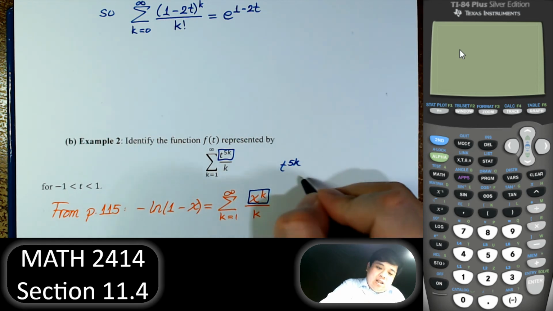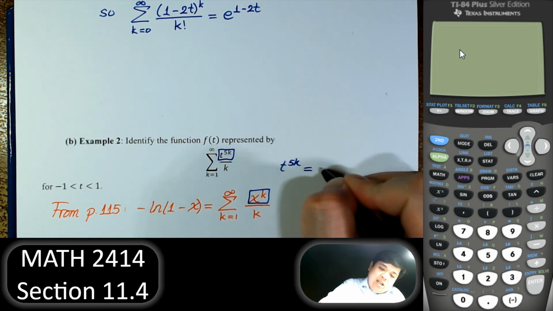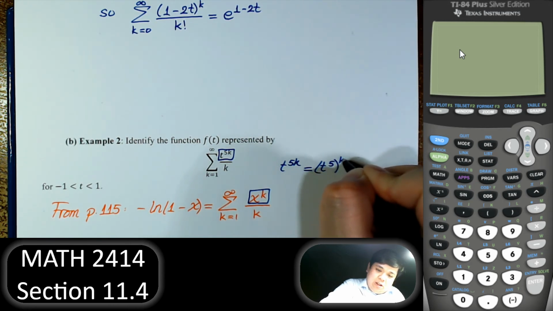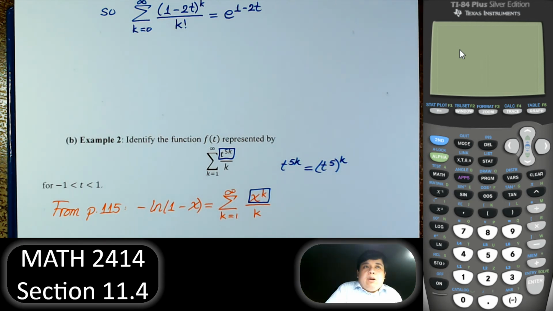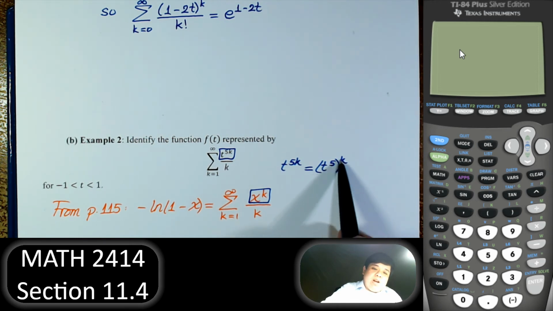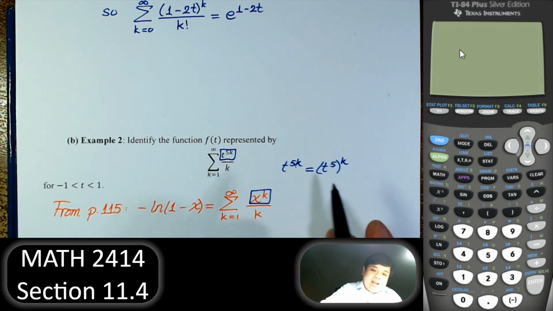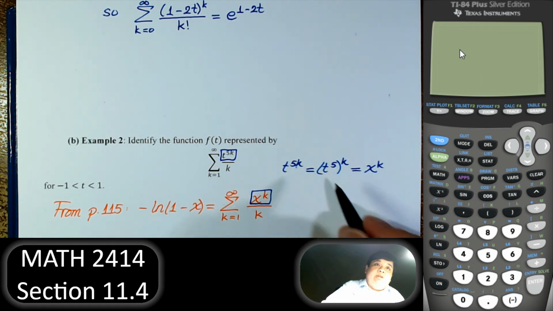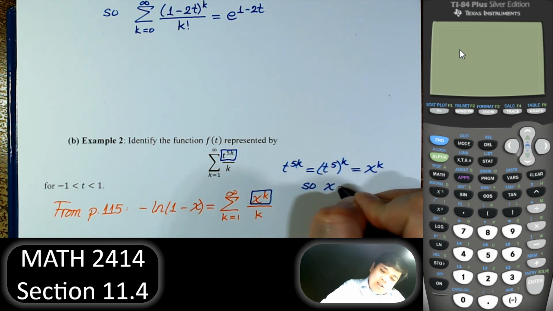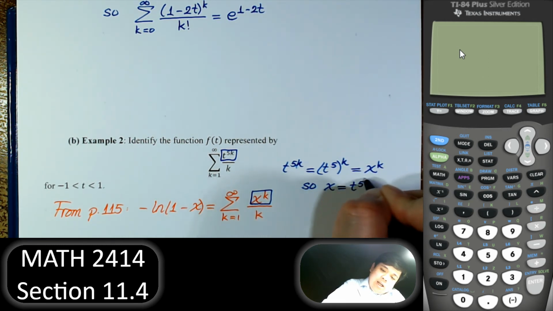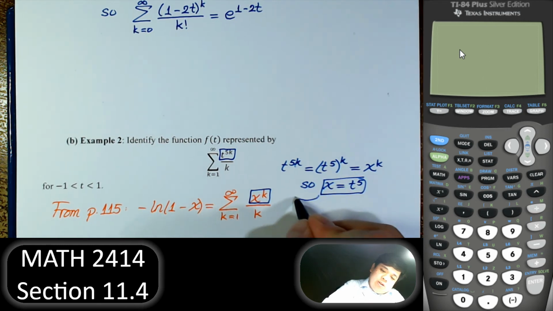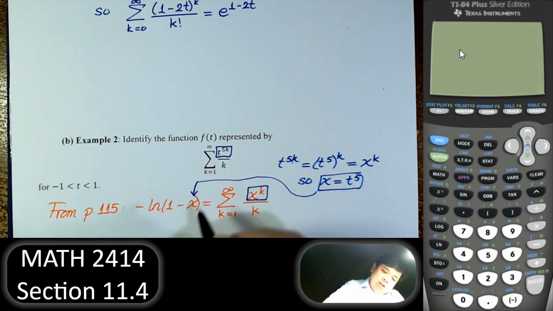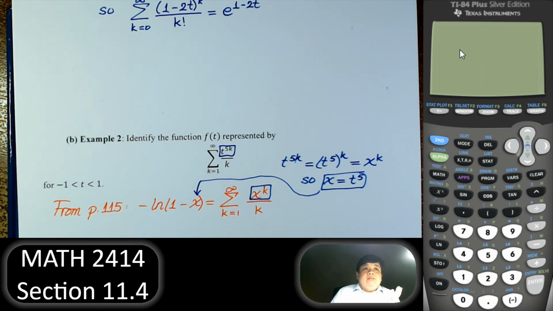can we write as t to the 5th to the k power, right? Can we? Remember, when we have the power to another power, we multiply those. And that's why we have that. Now, if we have x to the k, then obviously x is equal to t to the 5th, right? Now we just substitute x with t to the 5th into this x, and we're done.